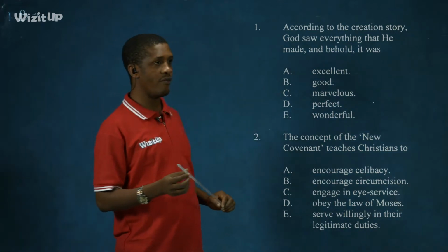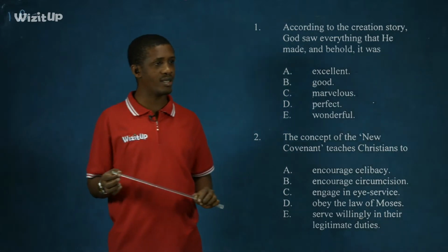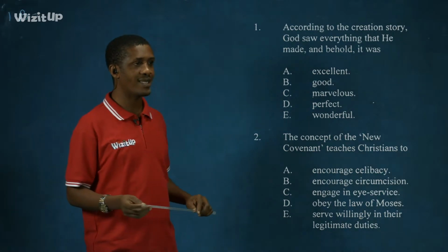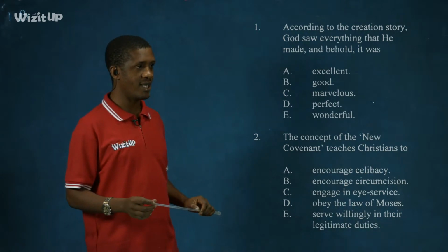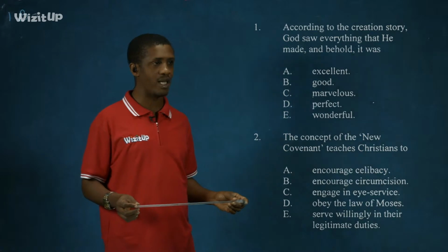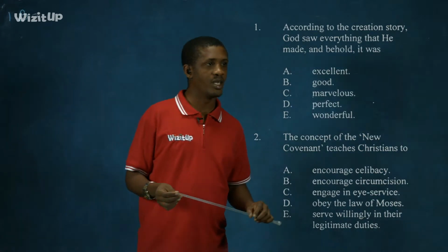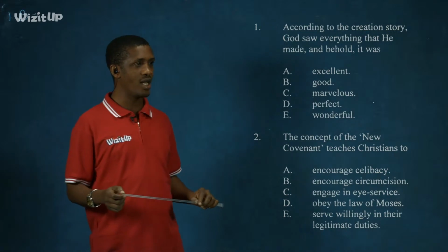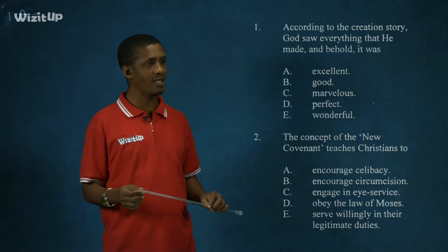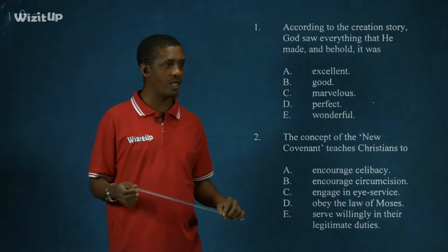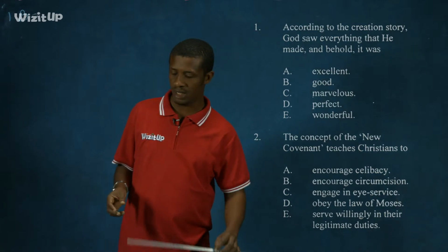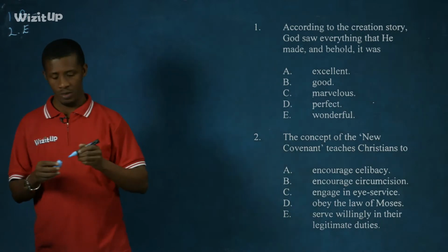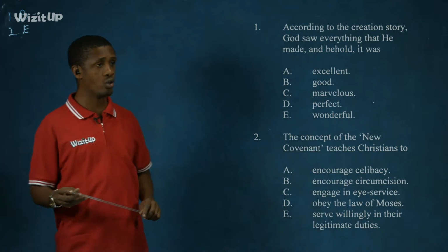The concept of the new covenant teaches Christians to A, encourage celibacy. That's wrong. B, encourage circumcision. No, that's not true. C, engage in eye service. Basically, no. D, obey the law of Moses. No, that's not talking about the new covenant. The new covenant, according to the prophet, is saying serve willingly in your legitimate duty. So the answer is option A. The concept of the new covenant teaches Christians to serve willingly in their legitimate duties. And that is option A.